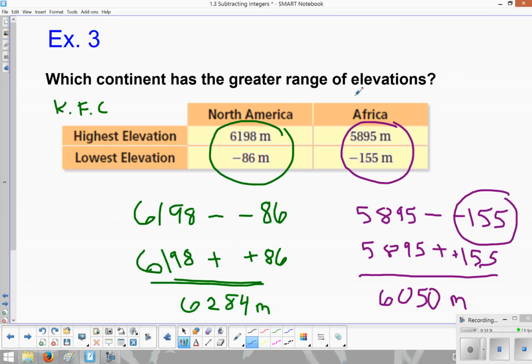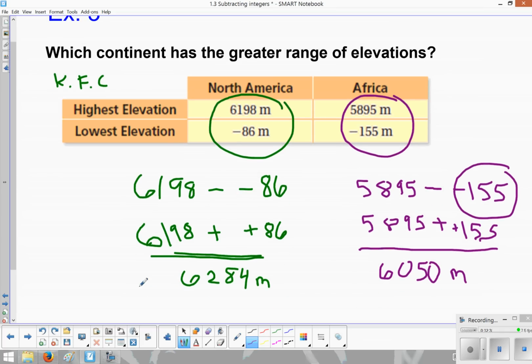So now we can go ahead and answer the question. Which continent has the greater range of elevation? So we look at the two. Which one has a greater range? The answer would be North America. So North America would be the answer for the greatest range.